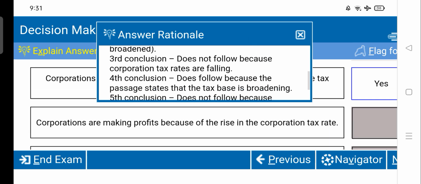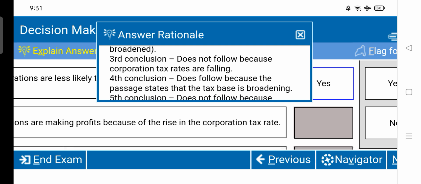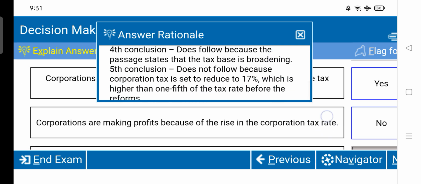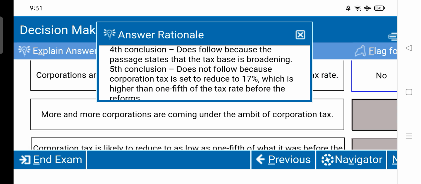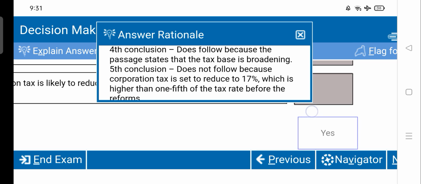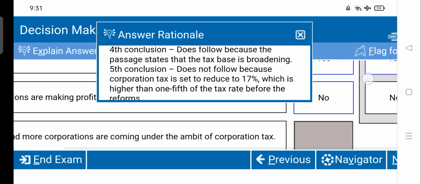Third conclusion, it does not follow because corporation tax rates are falling. So we will drag a no and drop it here in front of this box. Fourth conclusion, it does follow because the passage states that the tax base is broadening. As it does follow, so we will drag a yes and drop it here in front of this conclusion.